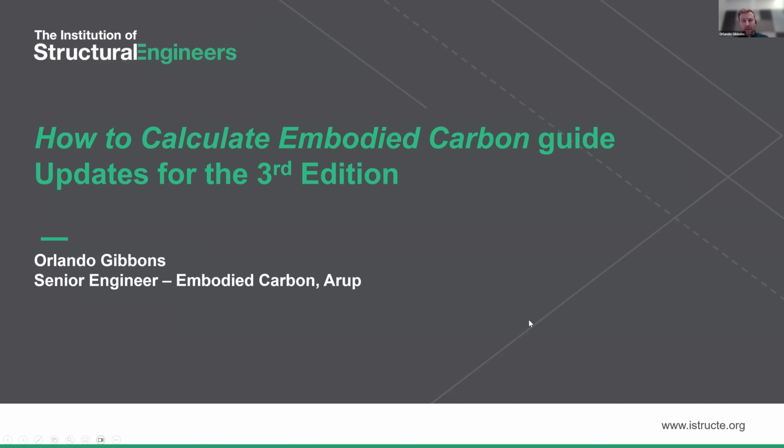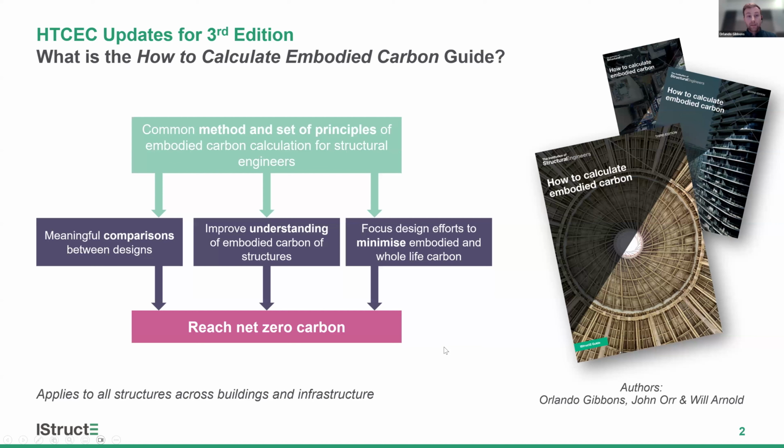Thanks, Tasha. It's great to be joining you all here for the last session of the day. I'm going to give you a brief overview of the updates for the third edition of the How to Calculate Embodied Carbon guide. So what is the How to Calculate Embodied Carbon guide? It's a common method and set of principles for embodied carbon calculation for structural engineers. This allows us to do meaningful comparisons between designs, improve understanding of the carbon of structures, and focus our design efforts to minimize carbon. That will ultimately help us to reach net zero emissions.